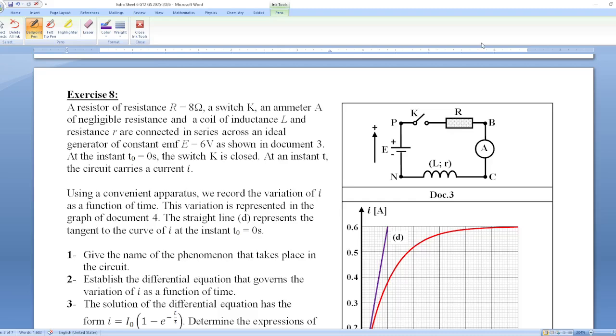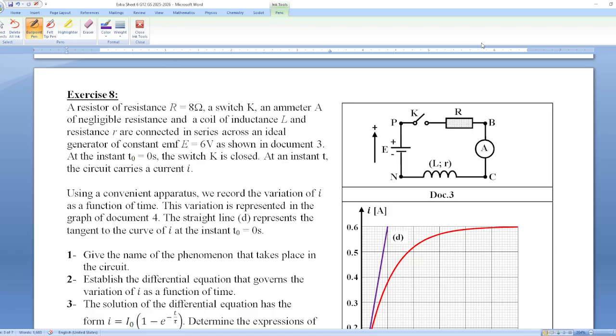Extra sheet 6 GS. Self-induction. Exercise 8. A resistor of resistance R equals 8 ohms, a switch K, an ammeter A of negligible resistance, and a coil of inductance L and resistance r are connected in series across an ideal generator of constant EMF E equals 6 volts.